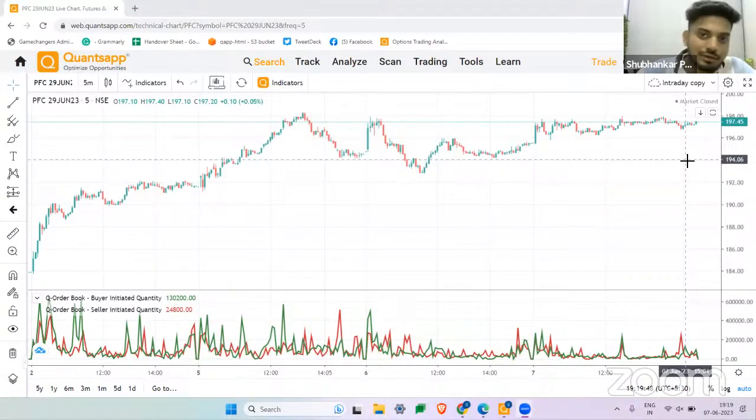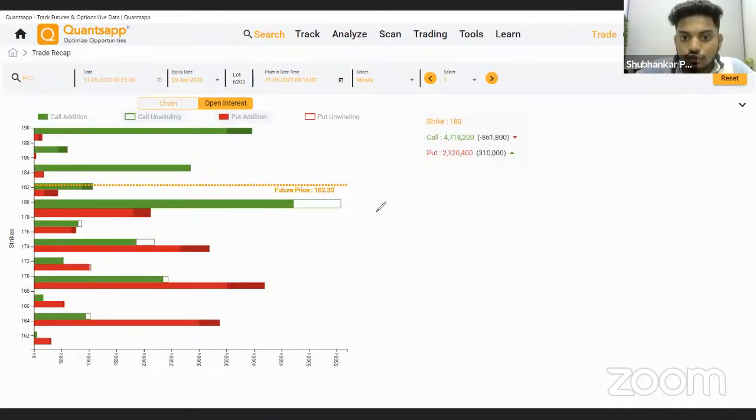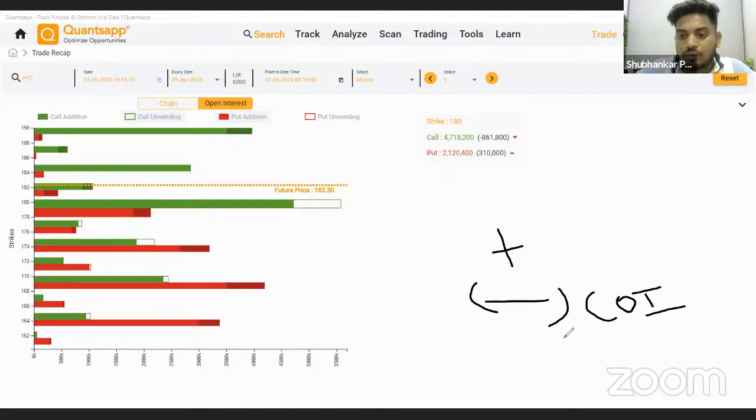So the trade here is very, very simple. What do we need to do? We need to catch something like this. What are we trying to catch? Number one, the instrument is trading above the highest call. That is the first thing we want. The second thing we want is call writers to unwind, call OI to be negative. That's the only thing I want.